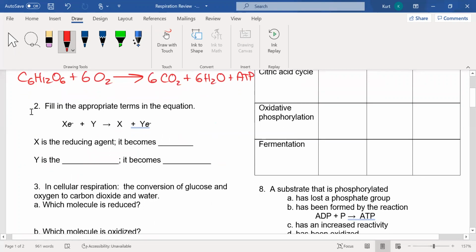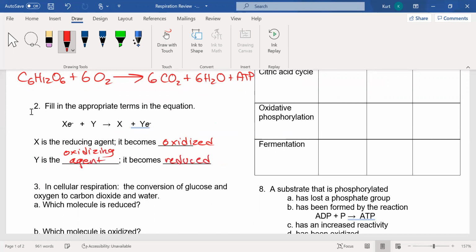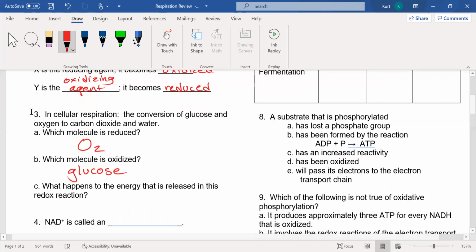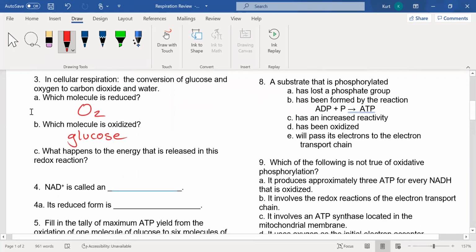You good? All right. X is a reducing agent. It becomes oxidized. It lost its electron. Y is the oxidizing agent. It becomes reduced. It gains the electron. In cellular respiration, the conversion of glucose and oxygen to carbon dioxide and water, which molecule is reduced? What is the final electron acceptor? Oxygen. What molecule is oxidized? Glucose, C6H12O6.